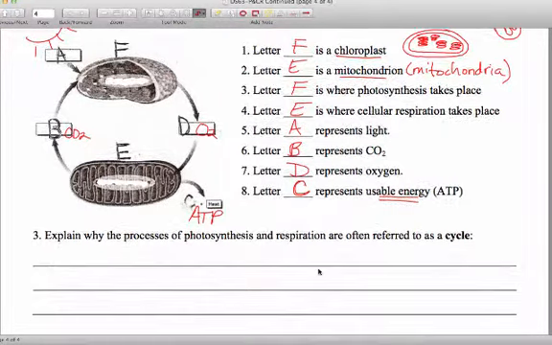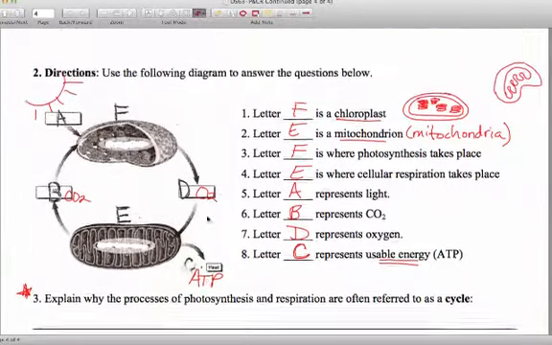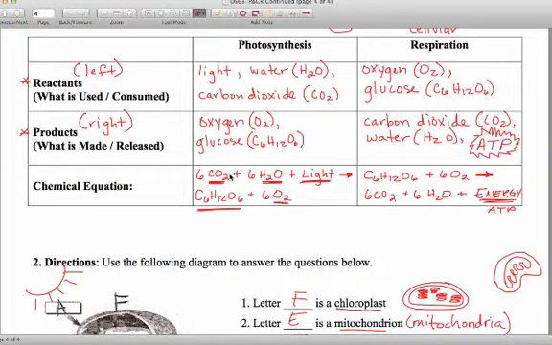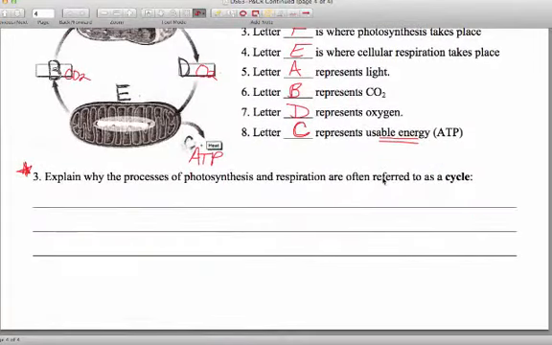And then our last question to finish up our homework is to explain why the process of photosynthesis and cellular respiration are often referred to as a cycle. And this is a big deal question. You're going to see it many, many times as we're going through our practice problems and also the real thing on the assessment. Now, the easiest way to think about that is to think about the equation. So remember, if we look at what we feed into photosynthesis, our reactants become the products for cellular respiration. And if we look at the products for photosynthesis, the products for photosynthesis become the reactants for cellular respiration. So that's all we have to say.